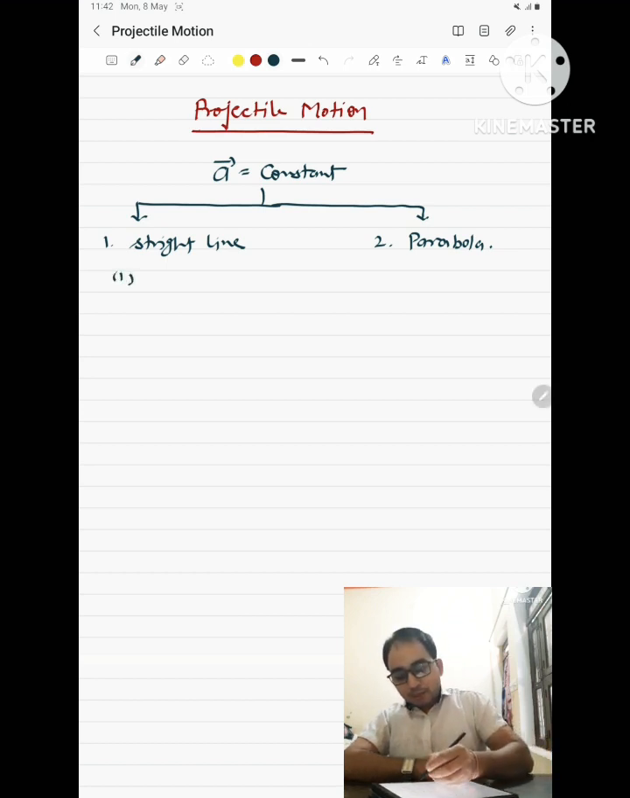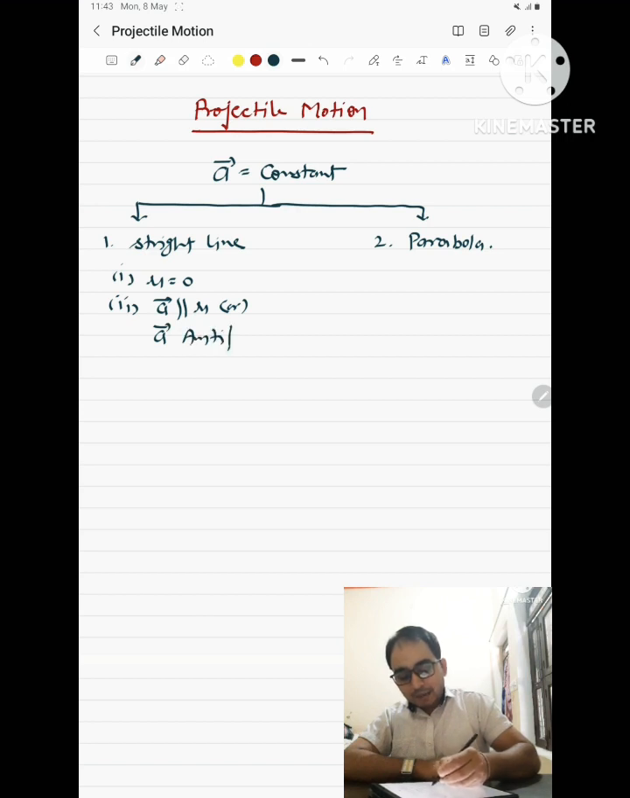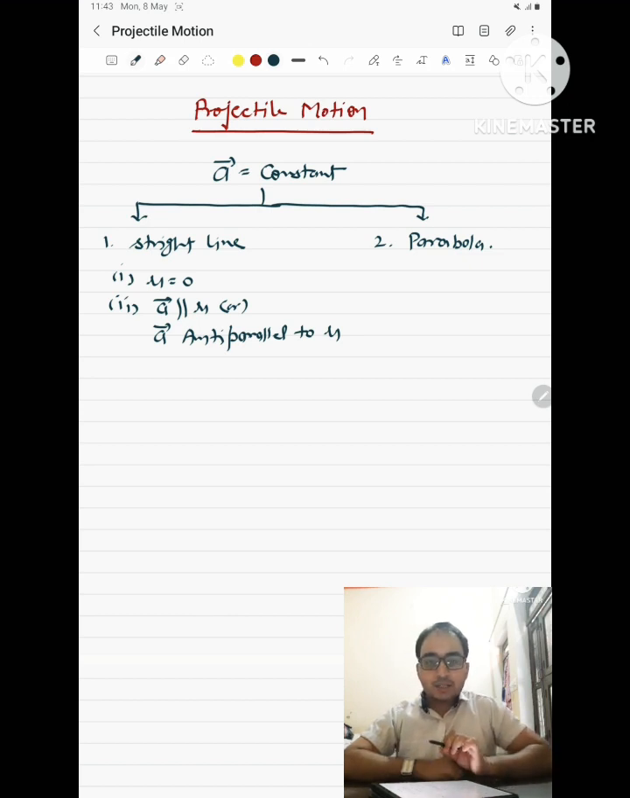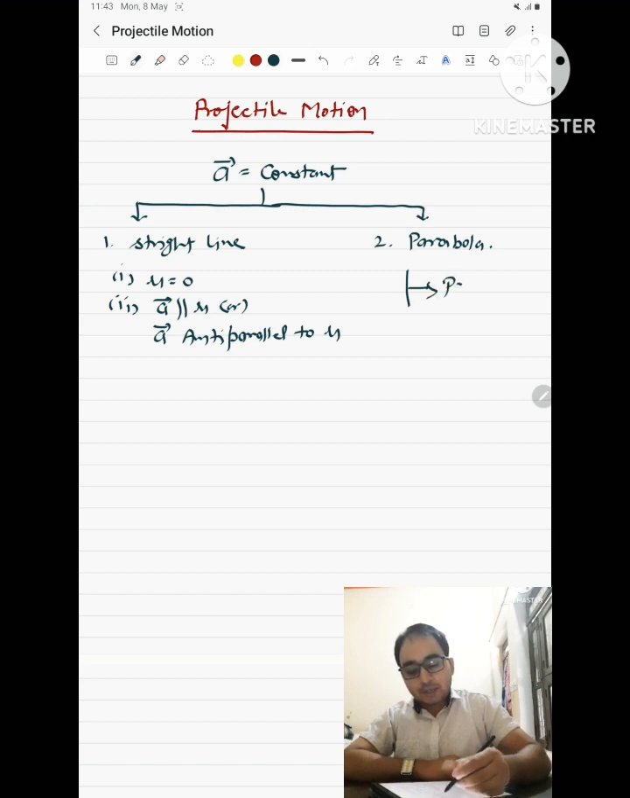If the initial velocity of a particle u is 0, then it goes in a straight line, and the second condition for a straight line is that the acceleration is parallel or anti-parallel to the initial velocity u. If these two conditions are there, then the particle will always go in a straight line, and in the rest of the cases the particle will go in a parabola.